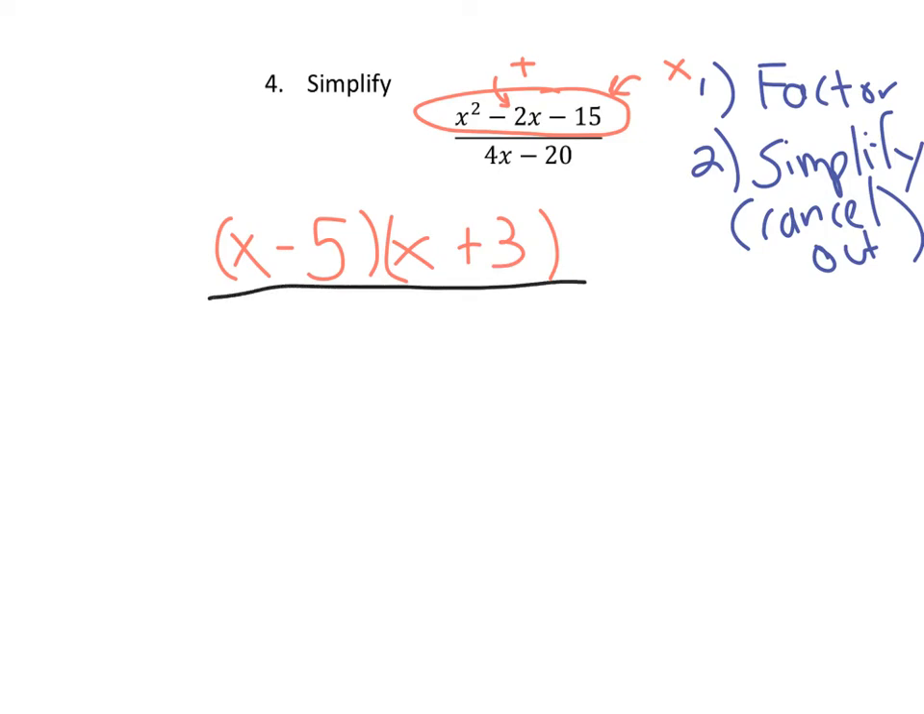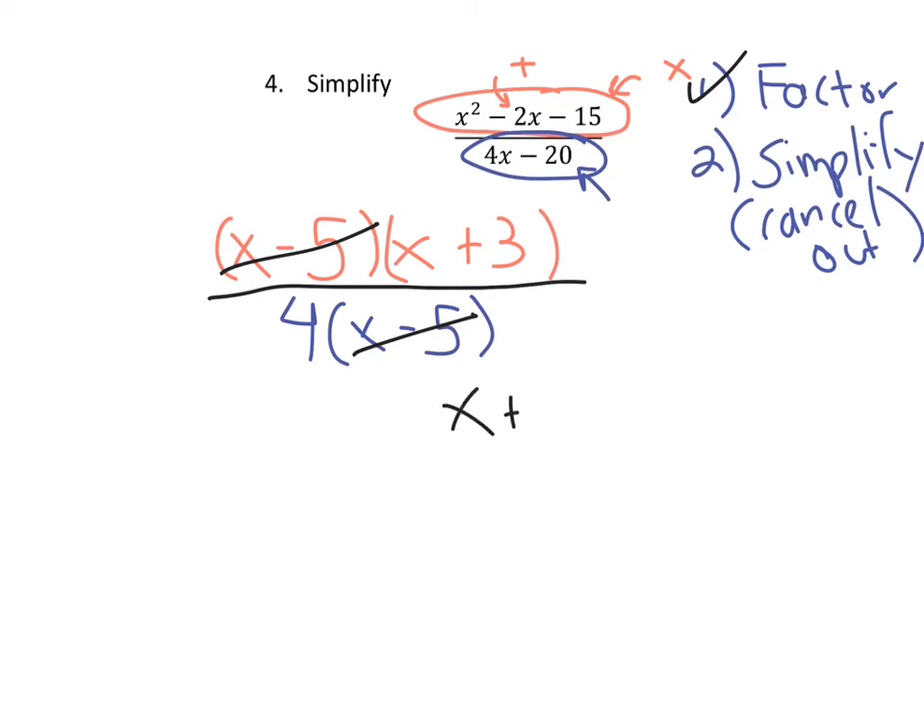In my denominator, that's just a 2-term binomial, so we're going to look to factor out a GCF. So the greatest common factor that goes in these 2 terms is 4. So if I factor out a 4, I'd be left with an x, and then 4 times negative 5 would get me back to that negative 20. Now that everything's factored, we look to see what we can cancel out. Alright, so we go to step 2, and I see that I have an x minus 5 on top and an x minus 5 on bottom. Those will cancel out. So I'm left with x plus 3 over 4 as my final answer.